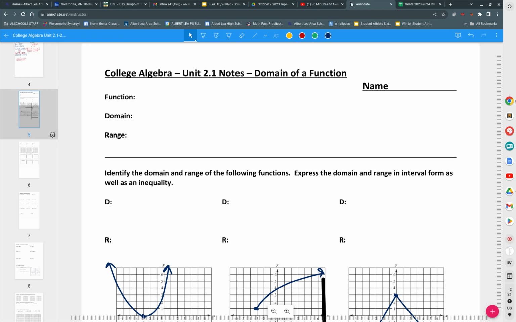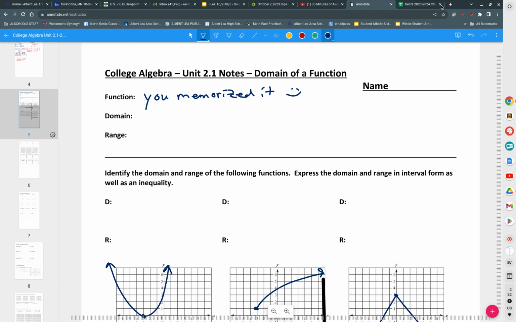And I'm not going to write the definition of a function now because you already memorized it, right? What is the definition of a function? A relationship in which one aspect of the domain correlates to exactly one aspect of the range. Close. A relation in which every element of the domain corresponds to exactly one element of the range.